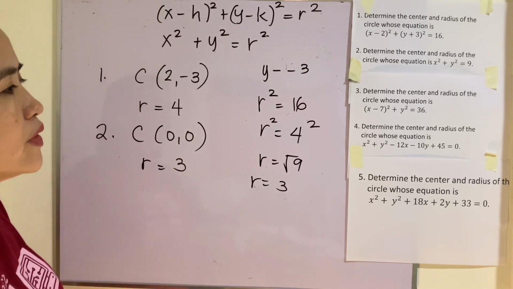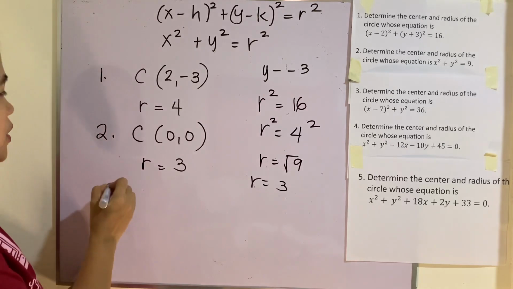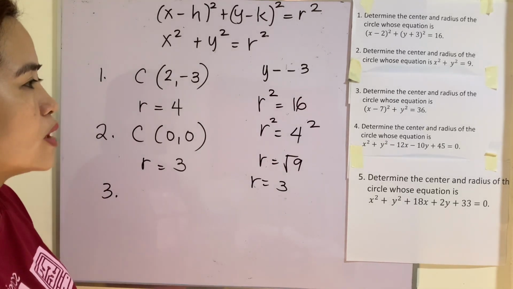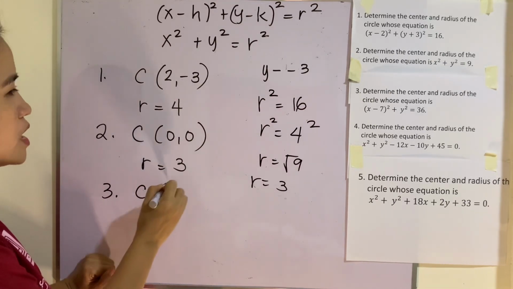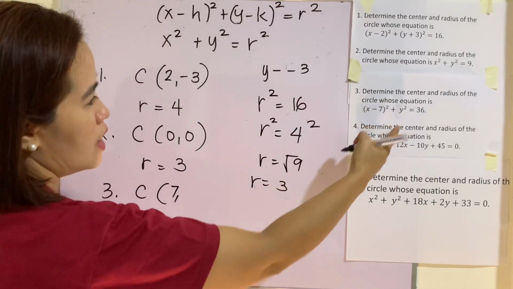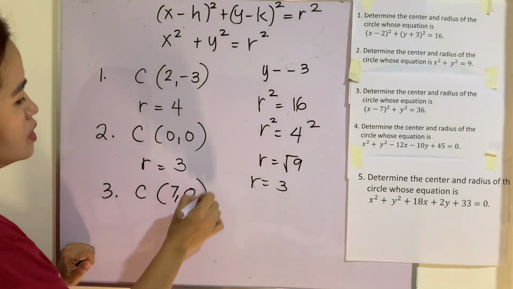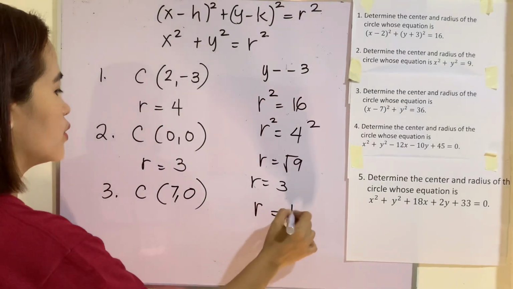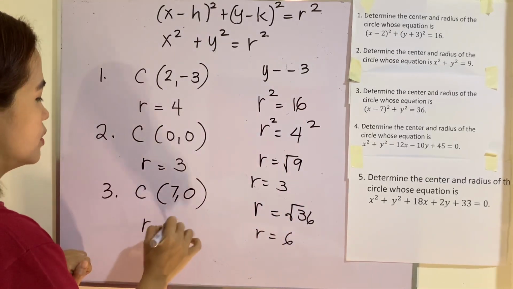And then number 3, determine the center and radius of the circle whose equation is (x - 7)^2 + y^2 = 36. Your center is 7. This one doesn't have any term, so that is considered a 0, of course. And then your r is equal to the square root of 36. And r is 6.